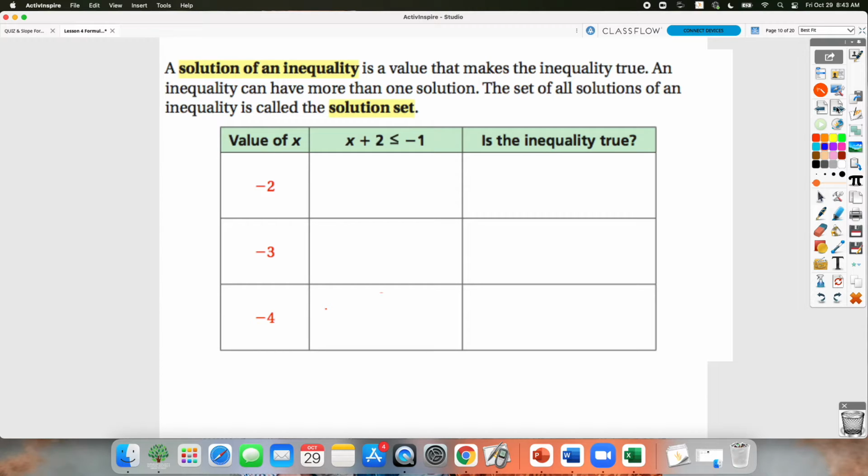So, in inequalities, we have what is called a solution set. It's all the solutions to our inequalities. So, if this is my inequality, x plus 2 is less than or equal to negative 1, we're going to test each of these values for x and see if it could be part of that solution set. So pretty much we're just testing to see if each of these values makes the inequality true. All right, so if my first value is negative 2, I'm going to substitute that in for x. So instead of x plus 2, I'm going to take negative 2 plus 2, and I want to see if that is less than or equal to negative 1.